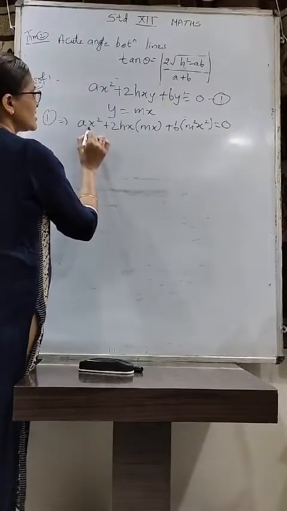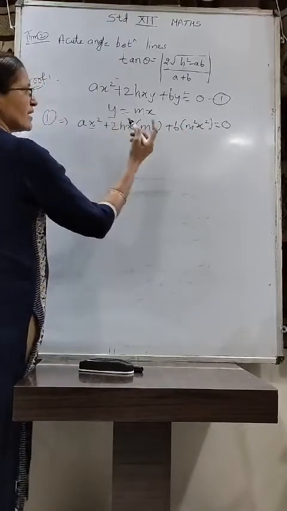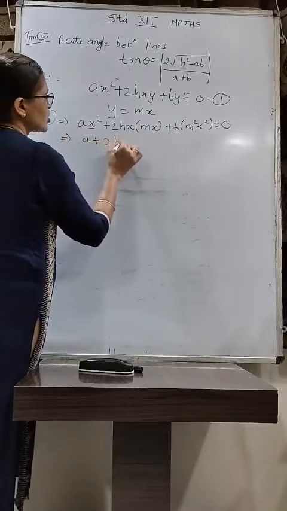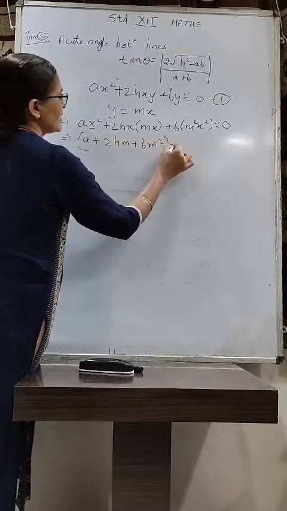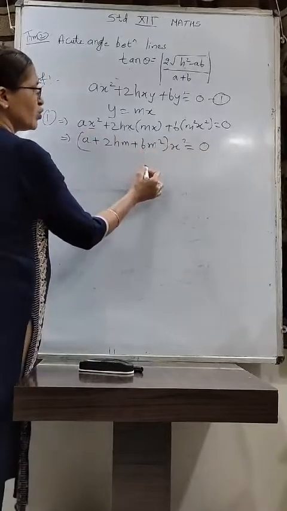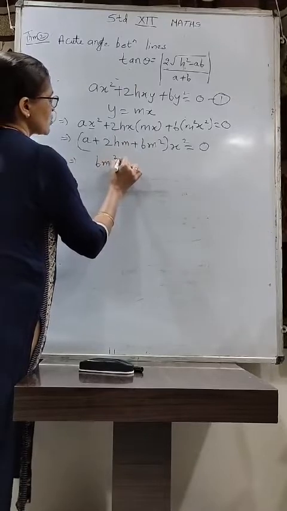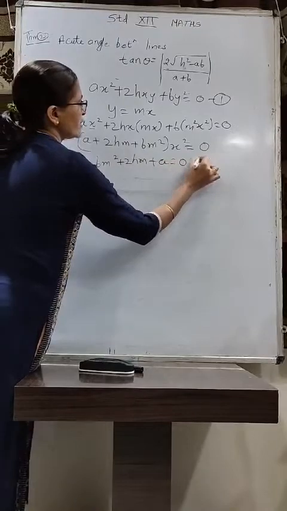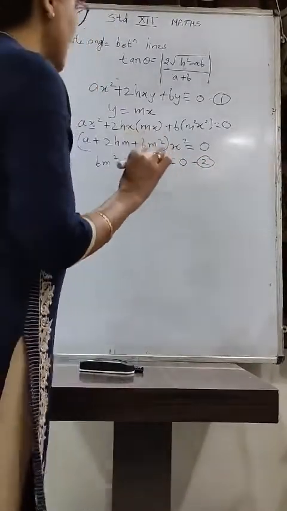Now here, what is the common term? x square. x into x is x square and this is x square. So I will take x square common. So this will reduce to a plus 2hm plus bm square, multiplied with x square, and that is equal to 0, which is again converted into two factors. So we are left with the term bm square plus 2hm plus a equal to 0, which is called the auxiliary equation of a pair of straight lines.